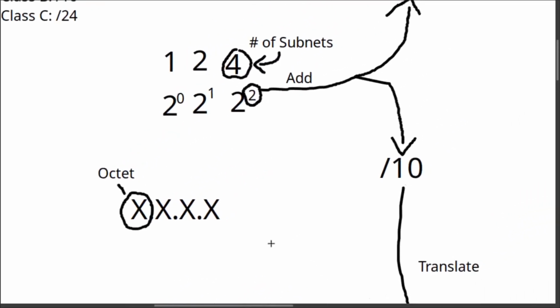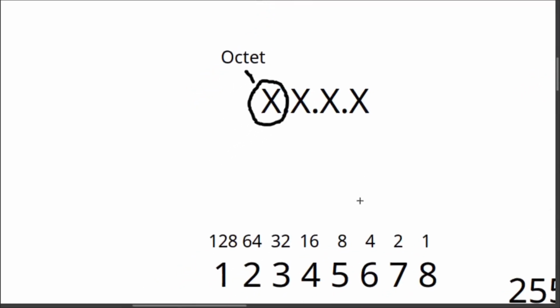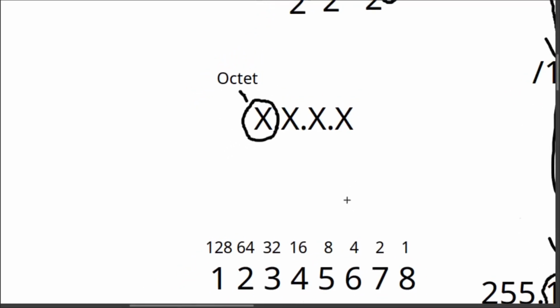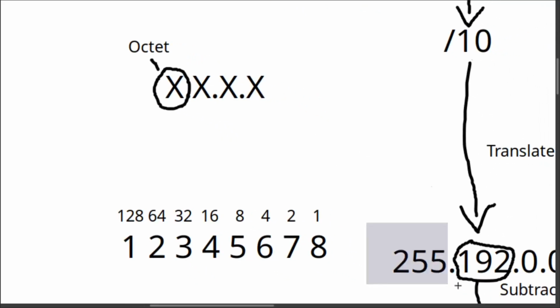But wait a minute. Our subnet mask is /10, not /8. So what do we do? Well, because each octet has 8 in it, we're going to move on to the right. We're going to go from left to right as if we're reading a book. So we're going to add all of these together from left to right, and that will give us 255, which is 8 bits in our octet. So you'll see here 255.